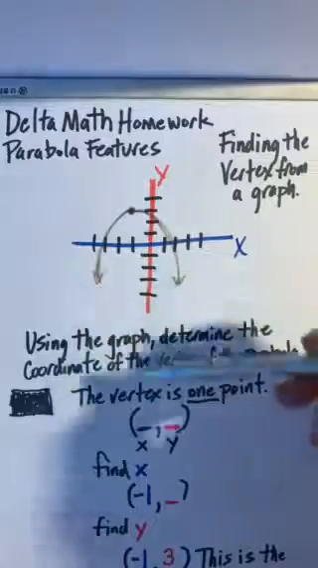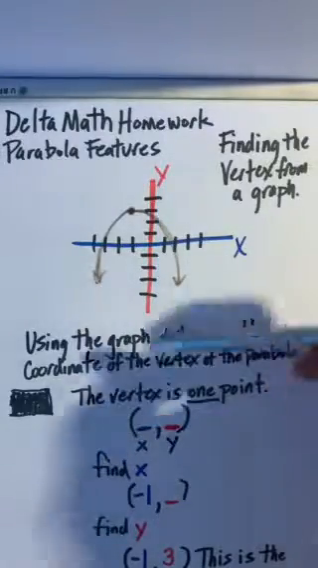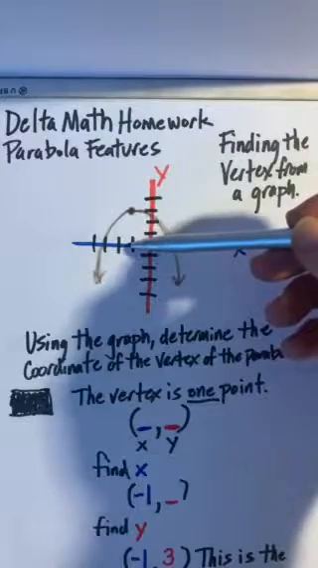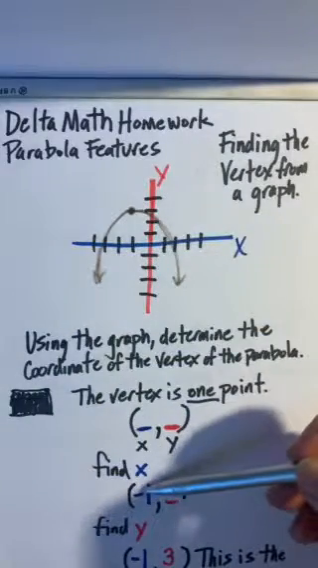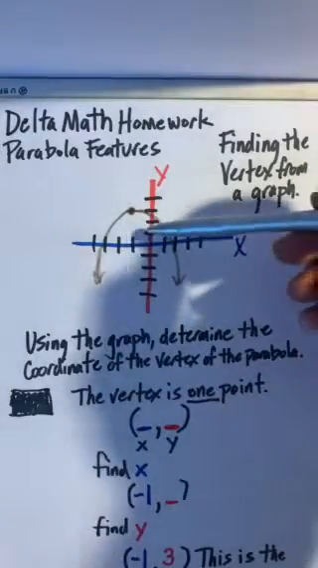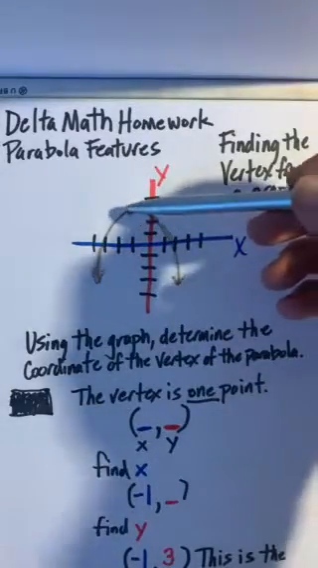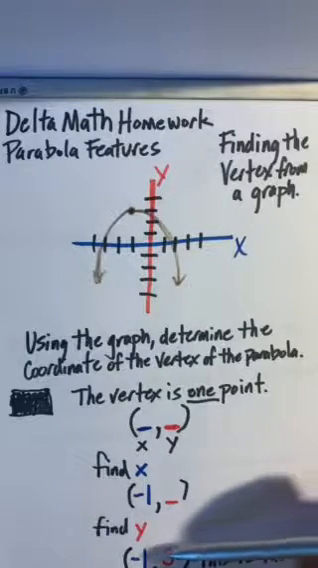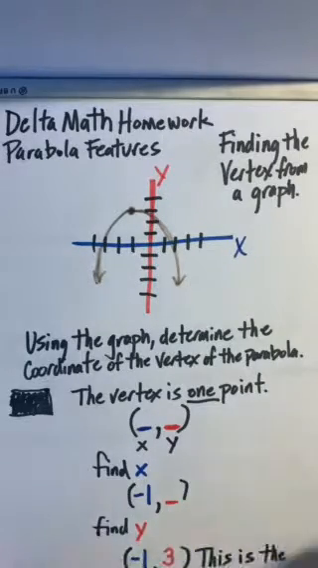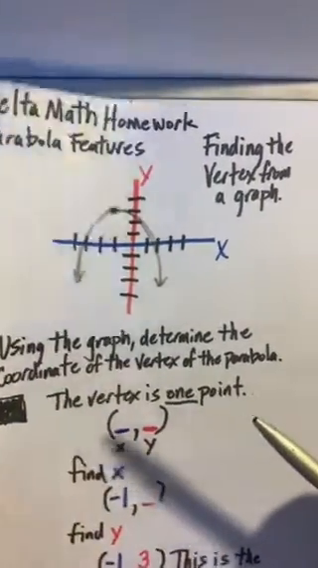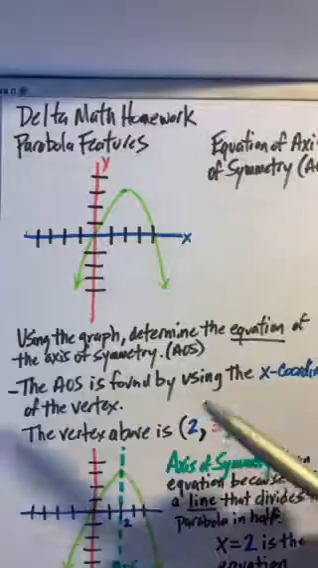Okay, the first thing we need to find is our x. So we see where it's at. Negative 1. Negative 1 is our x. Now we find our y. 1, 2, 3. There it is. There's our y. So our vertex point is negative 1, 3. Not too bad. Move on to the next one.